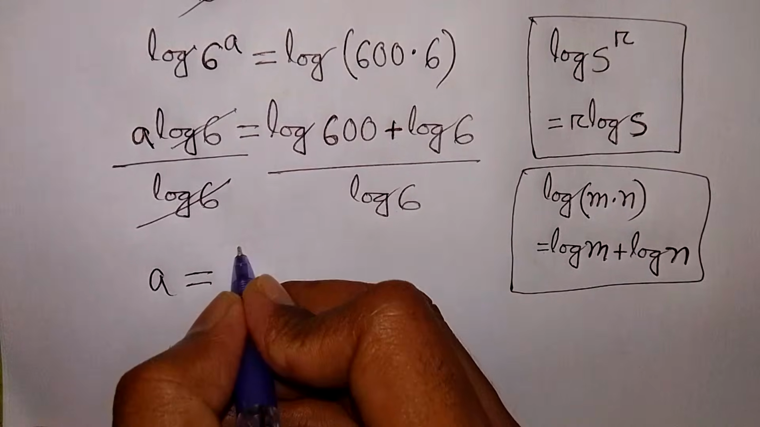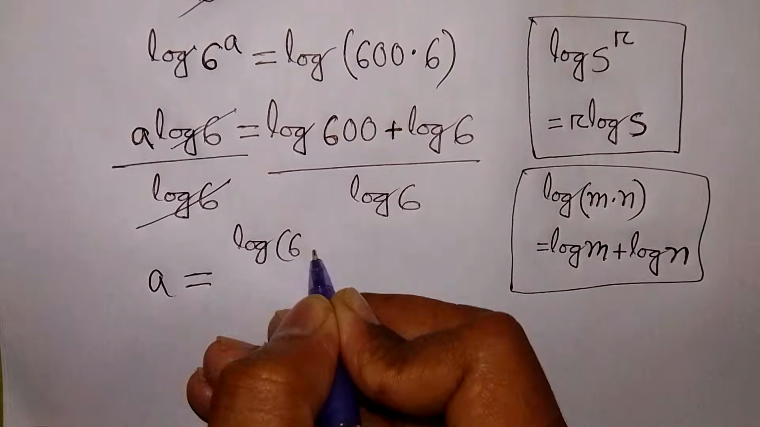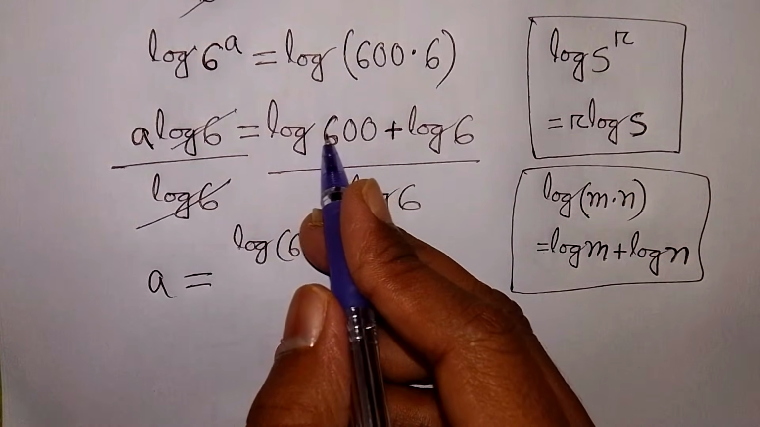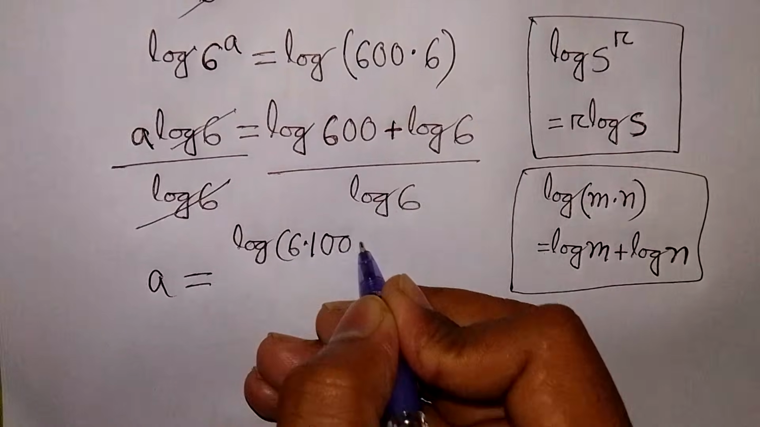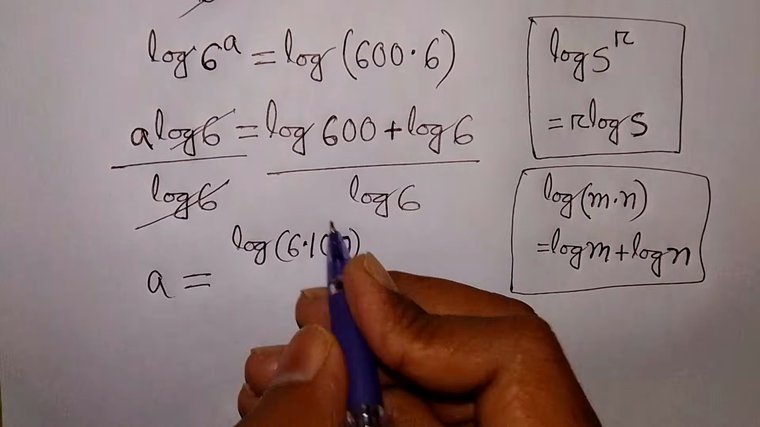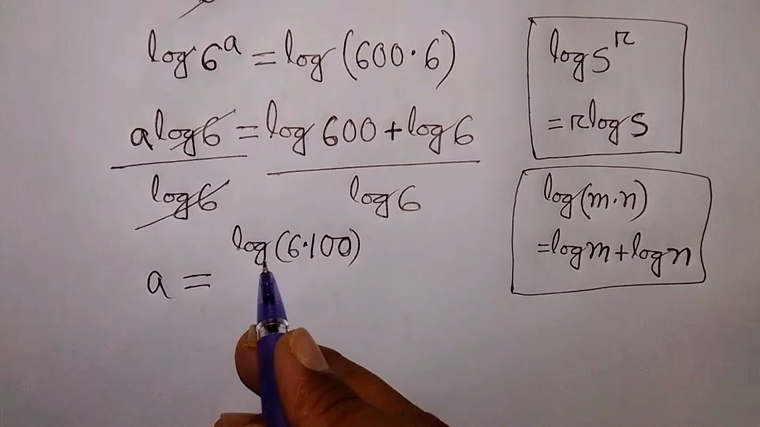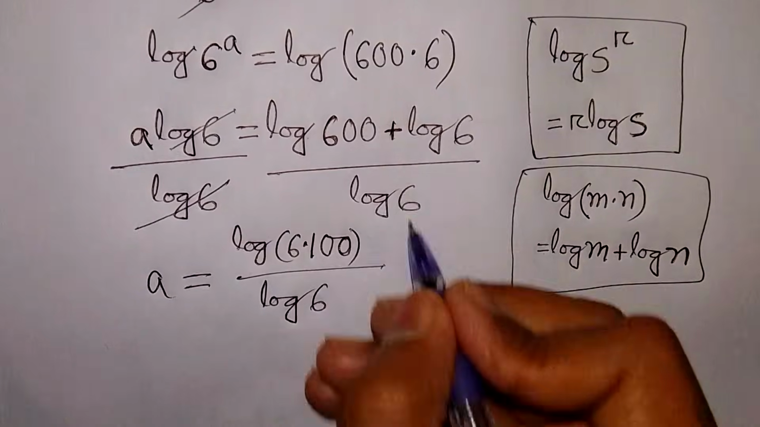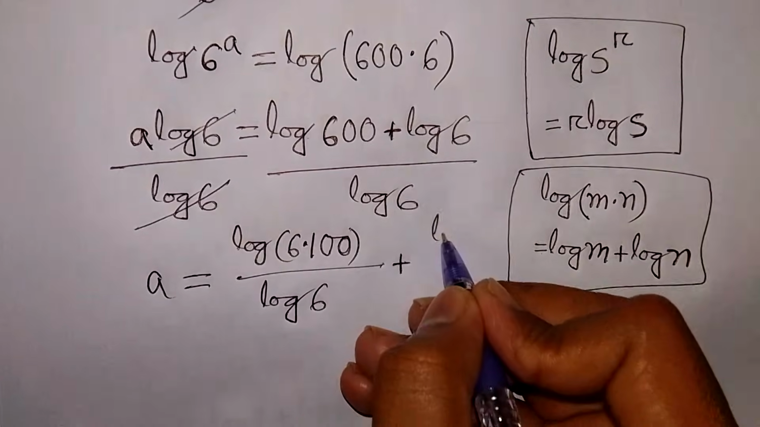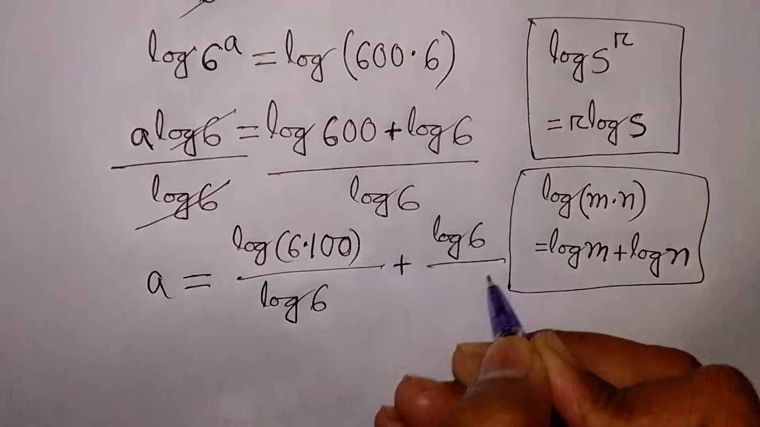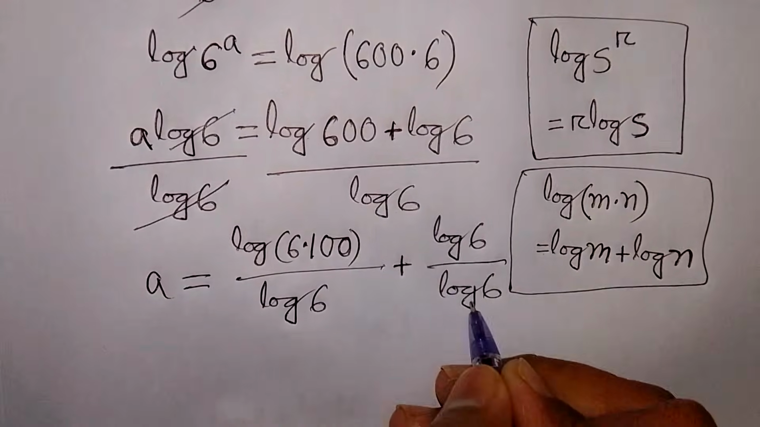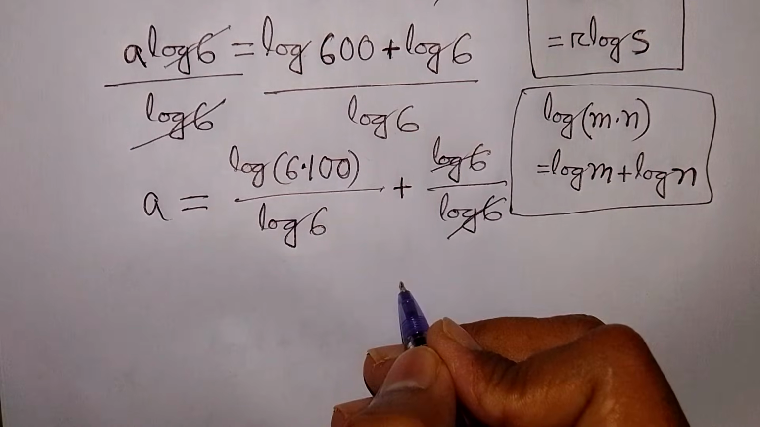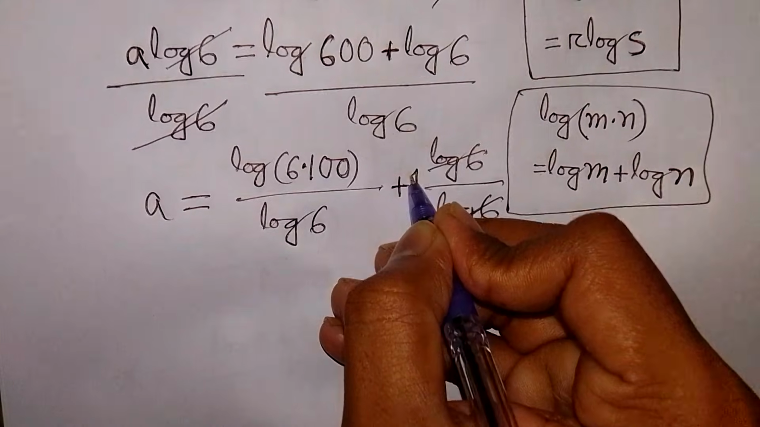So log 600 is same as log of 6 times 100 over log 6, plus log 6 over log 6. This log 6 will be cancelled out. Here 1.